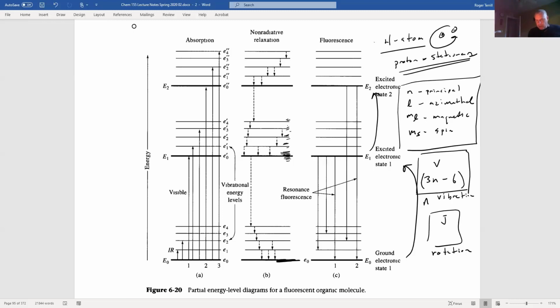But they're a little bit liberal when you're talking about changing electronic and vibrational levels. And you'll see where I'm going with this.